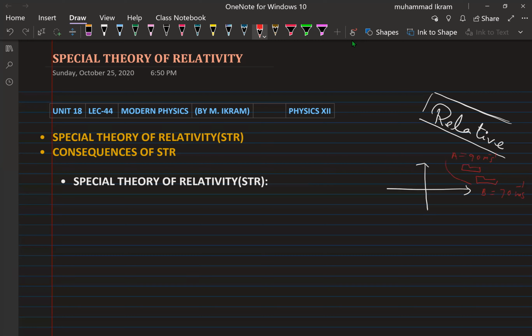Keeping those things in mind, we now move on to the special theory of relativity, which Einstein presented in, I think, 1905. His famous special theory of relativity consists of two postulates, and it is the outcome of relative, absolute motion and the speed of light. The first postulate of the special theory of relativity, or STR, is that all laws of nature are the same in all inertial frames of reference.